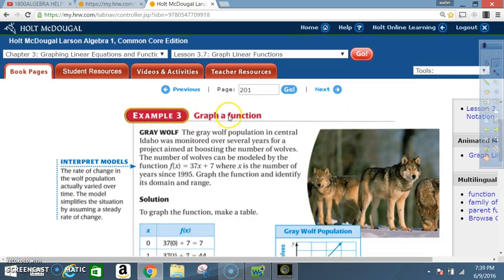Example 3, graph a function. Gray wolf. The gray wolf population in central Idaho was monitored over several years for a project aimed at boosting the number of wolves. The number of wolves can be modeled by the function f of x is equal to 37x plus 7, where x is the number of years since 1995. Graph the function and identify its domain and range.